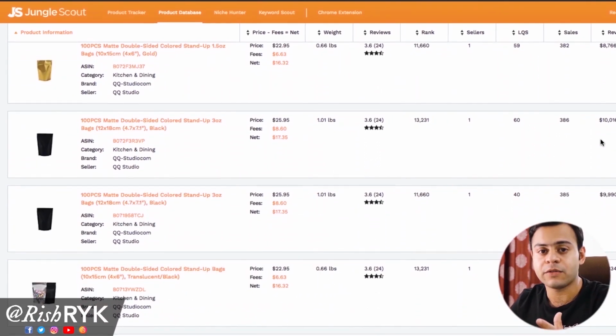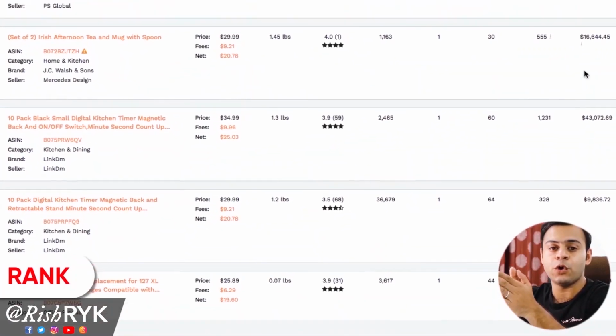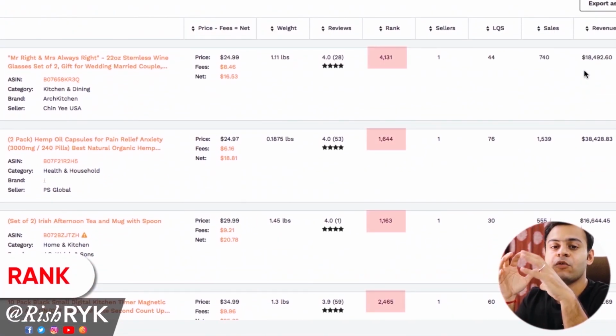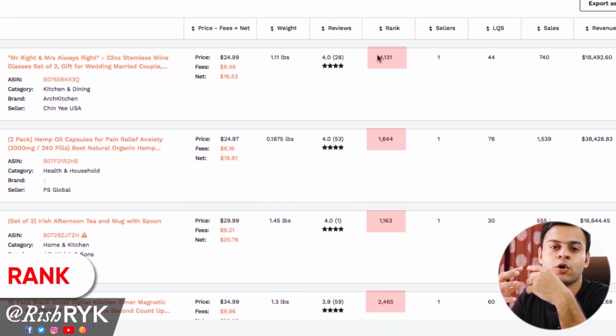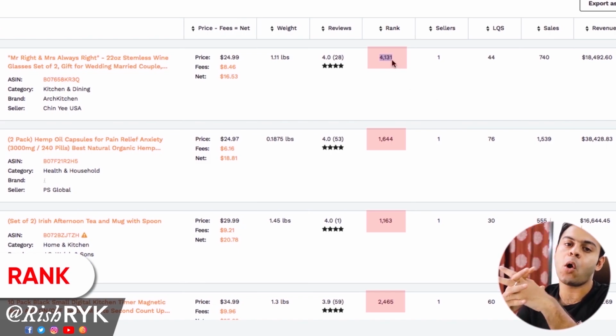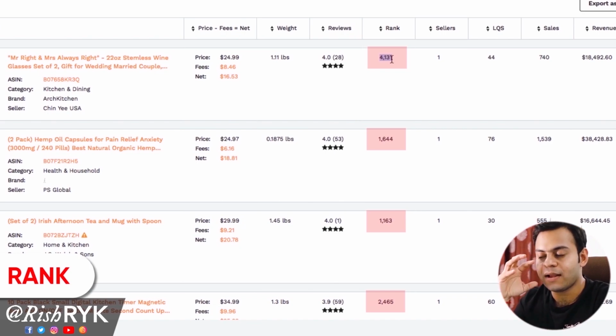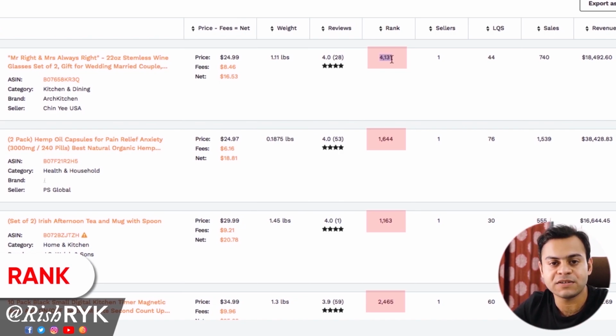Next, you see the rank of the product here. Again, this would not be 100% accurate in real time, because obviously JungleScout is updating its database probably once or twice a day, but the rank of the product actually fluctuates and changes every couple of hours, because the rank directly depends on the number of sales on that day. So don't think the rank of the product is going to be constant. It's actually changing on a daily basis, even on Amazon.com.